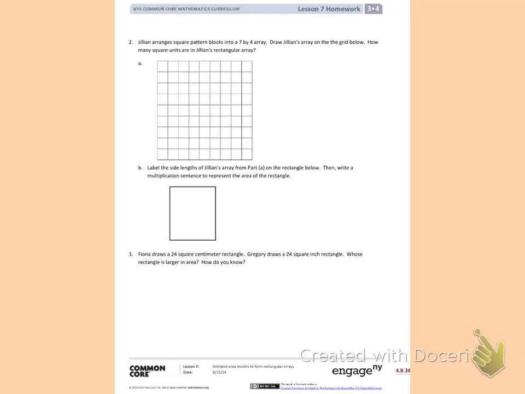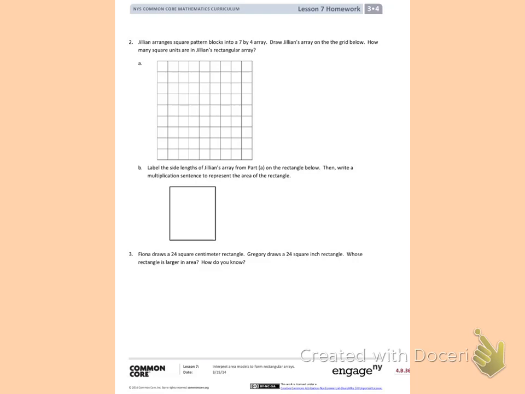Module 4, Lesson 7's objective is to interpret area models to form rectangular arrays. Item 2. Jillian arranges square pattern blocks into a 7x4 array. Draw Jillian's array on the grid below. How many square units are in Jillian's rectangular array?